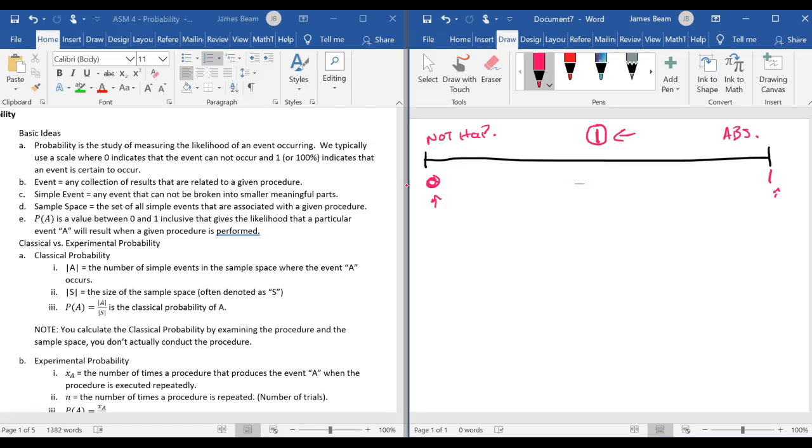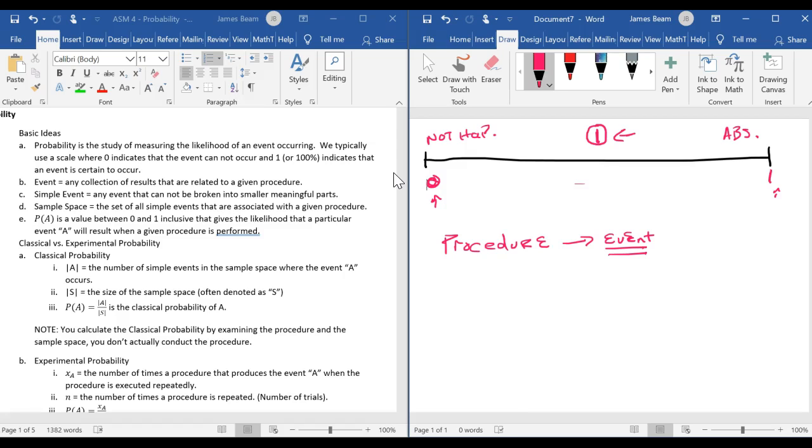We take events and we break them down into the results of procedures. So basically, in a probability thing, we have a procedure, something that we do. And when you do that procedure, you get an event. So every time you do that procedure, an event will occur. Now, sometimes those events are complex, sometimes they're not.